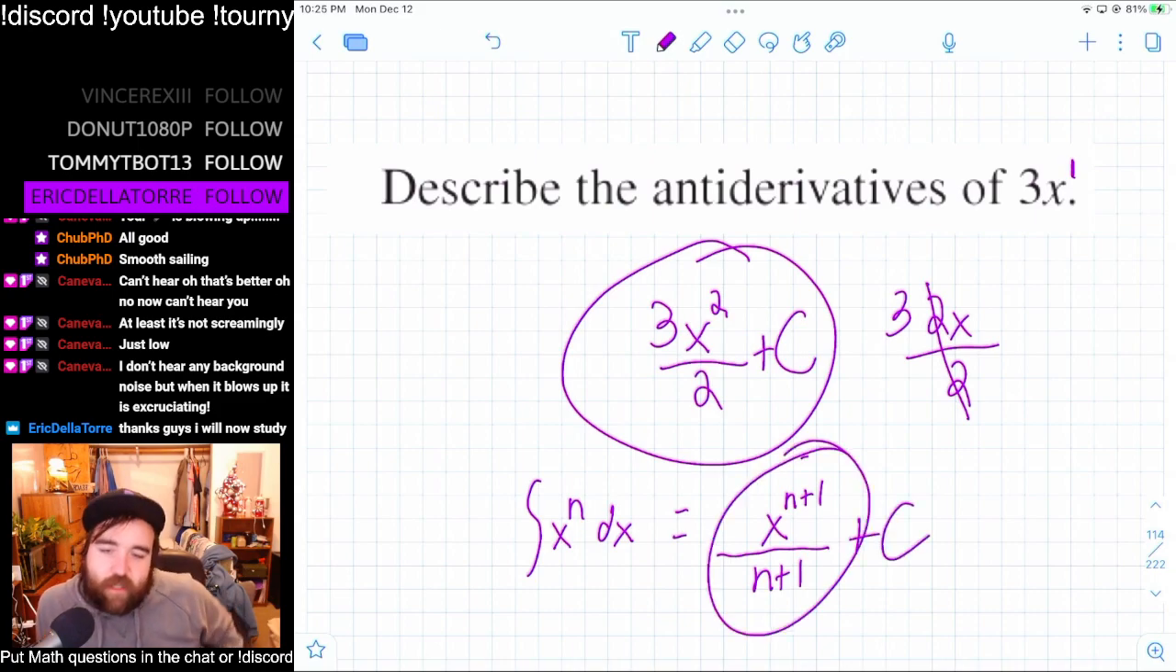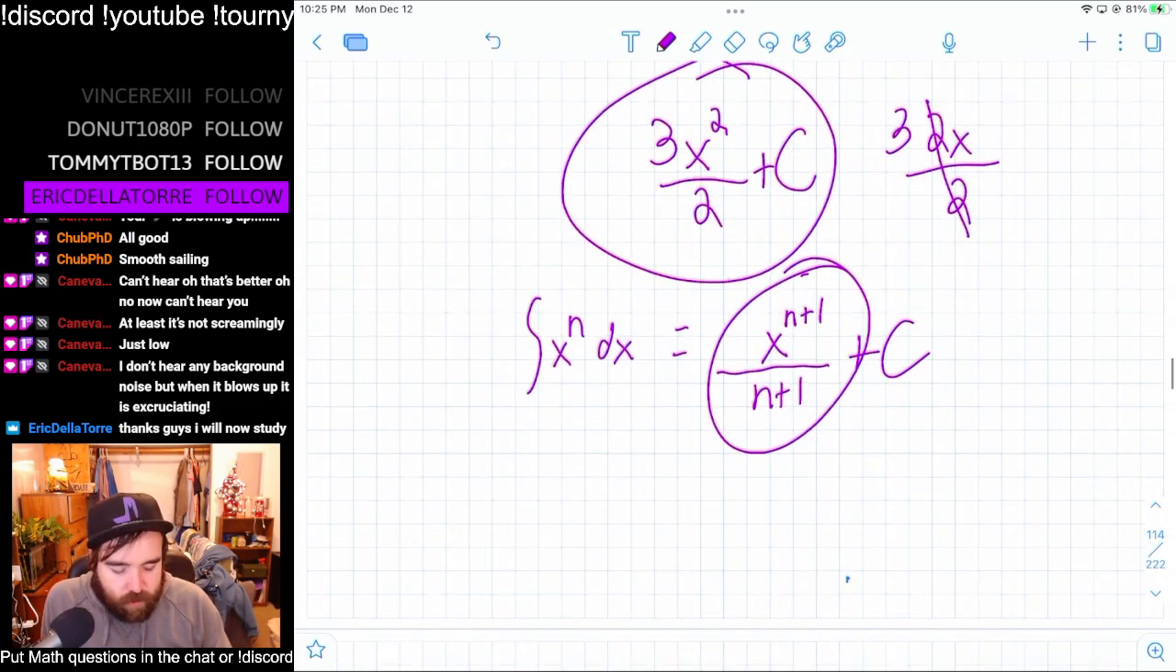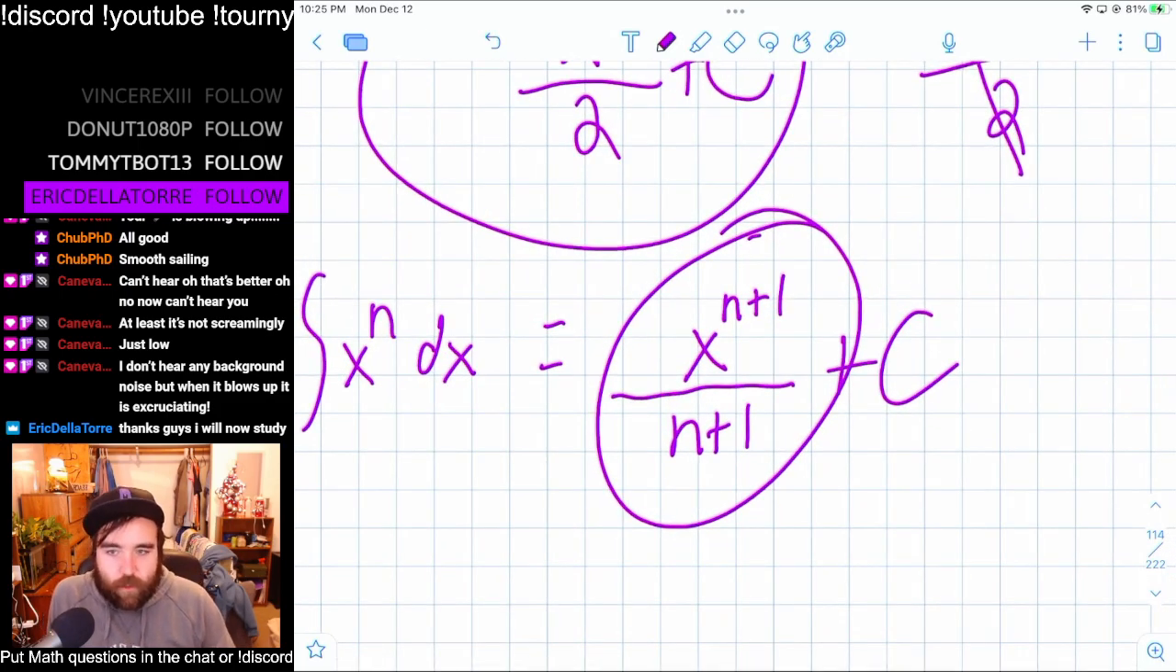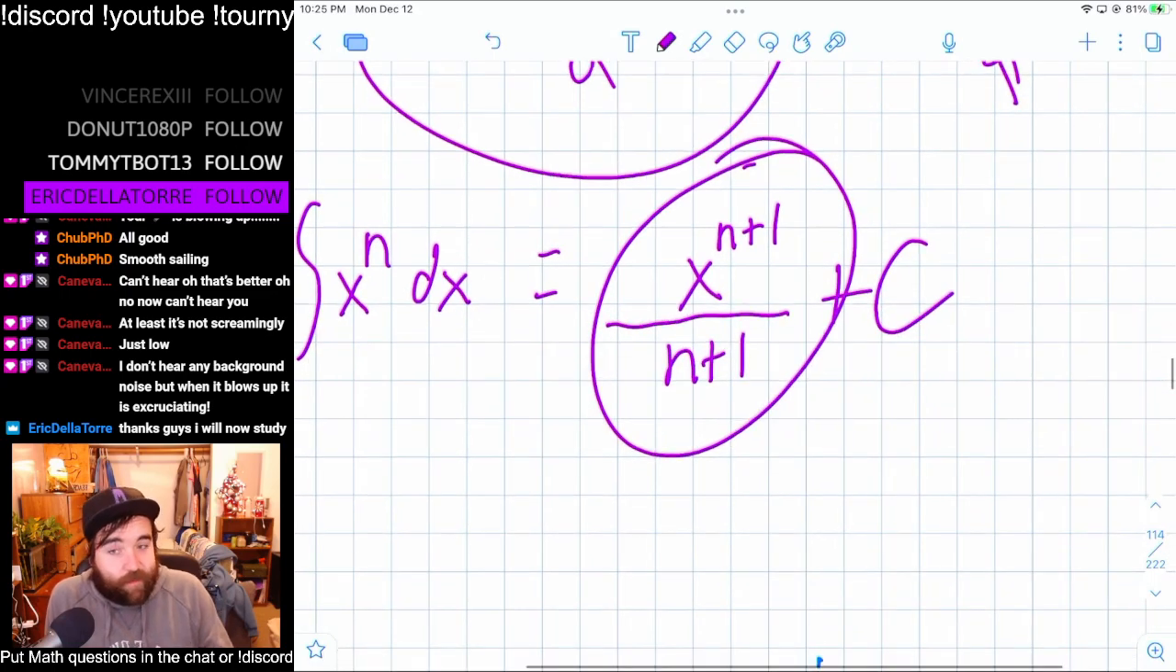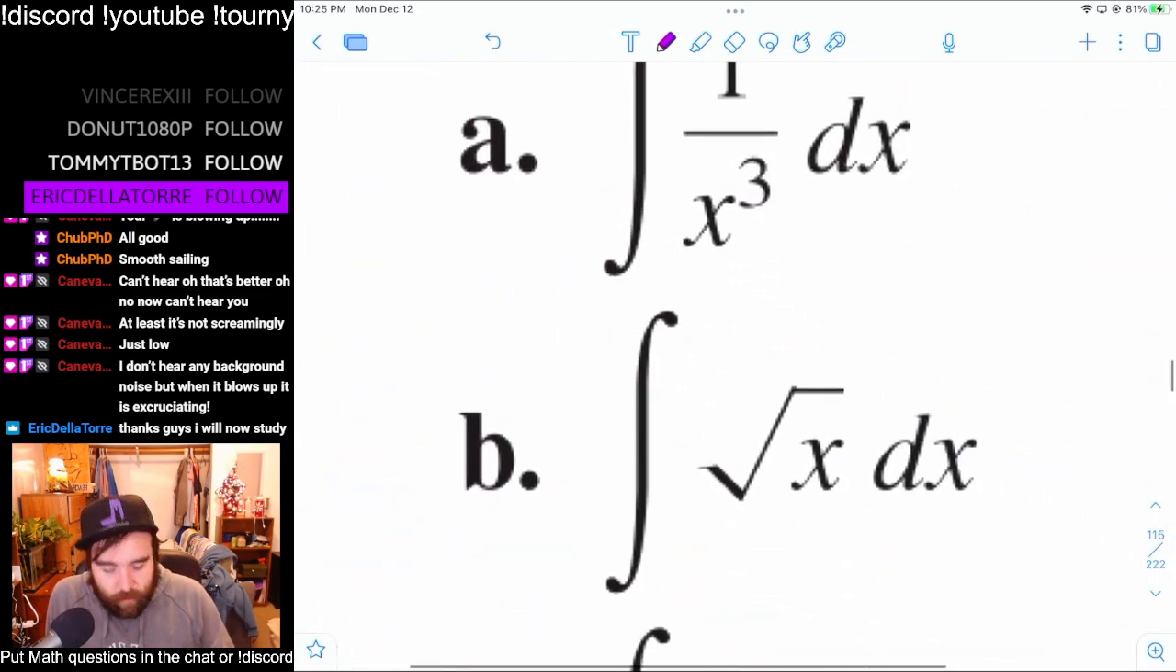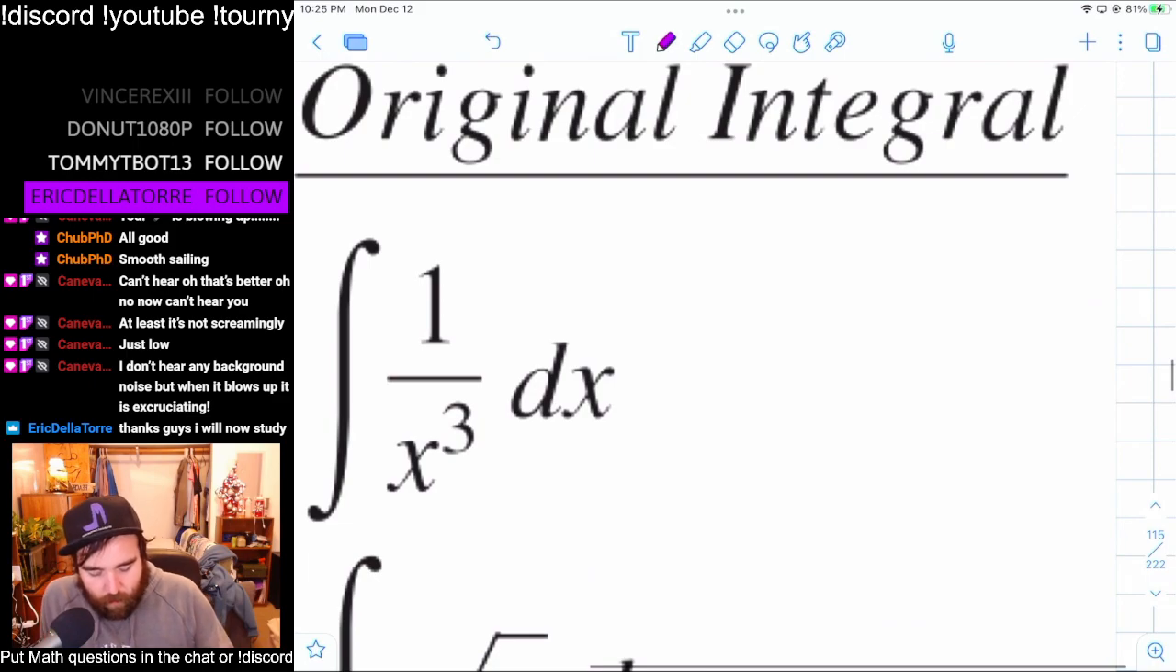So when you look at this, just take a second and think about when you do power rule, what's going to happen? You're going to bring the power to the front, so the n plus 1 is going to cancel. You're going to subtract the exponent by 1, so the new exponent is just going to be x to the n. So this right here is our general reverse power rule. It's just the opposite of the normal power rule. And so that's basically what we're going to be doing with these.